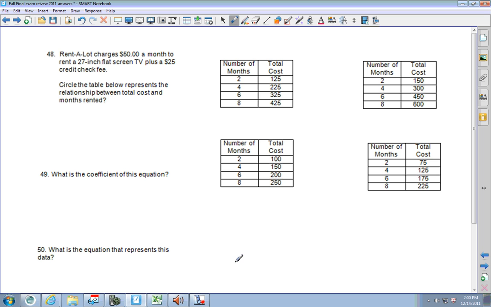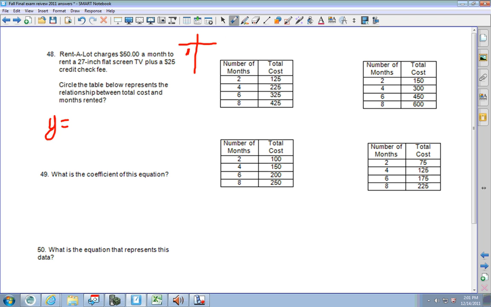Next, Rent-A-Lot charges $50 a month to rent a 27-inch flat-screen TV plus a $25 credit check fee. Circle the table below, or off to the side, that represents the relationship between the total cost and the number of months. Okay, well, let's try and write our equation first. Y equals, let's think about this. It says $50 a month, or you could think of it like this. Maybe we should make a table.